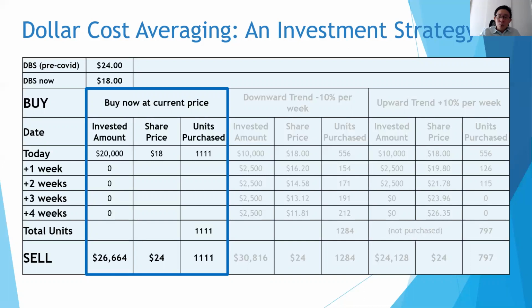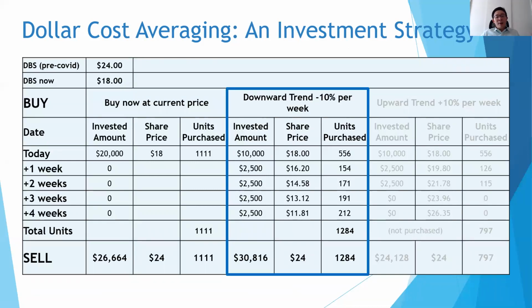Okay, scenario 2. Because the fact is we don't know whether the market is going up or down, assume the market is going down by 10% every single week for the next 4 weeks. Same thing, I have $20,000. Instead of putting it all in today, I'll split the amount into 5 parts. The first time I'll invest $10,000 to buy at $18. The following week, the price drops by 10%, I'll buy in again. Same thing for the second, third, and fourth week.